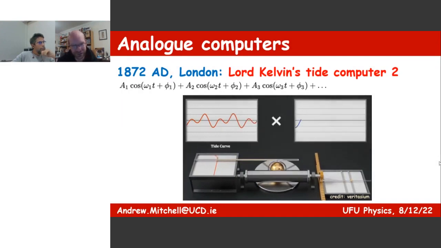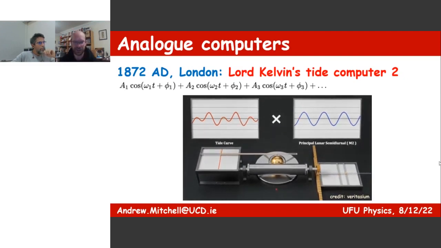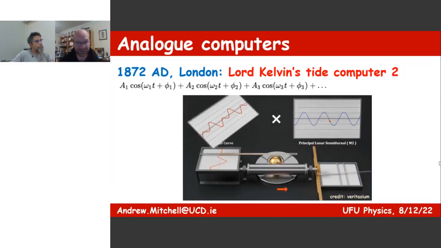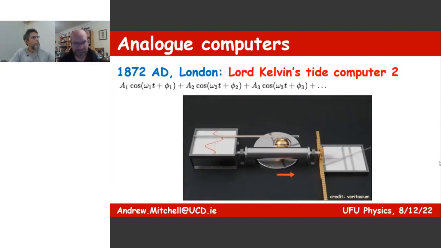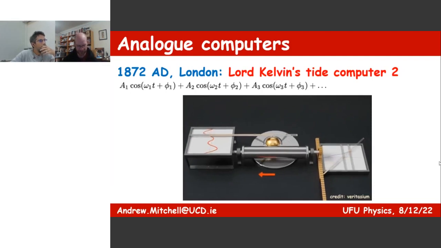But this is not what you want to do for a Fourier integral, of course. You need to multiply it by a sine wave of a particular frequency and then integrate it. And Lord Kelvin worked out that all you have to do to mimic this is to rotate the disk backwards and forwards at that frequency. So it's a really amazing physical device that he made, which is able to basically do these Fourier integrals mechanically rather than on a computer.